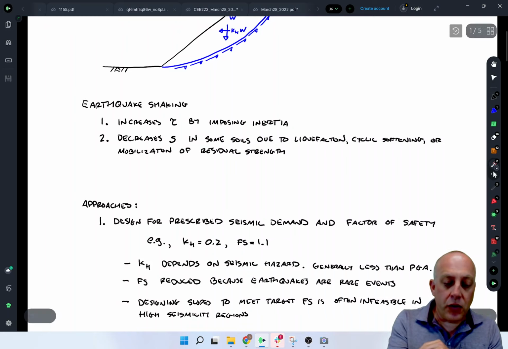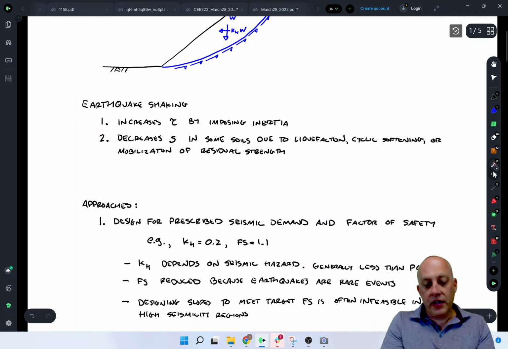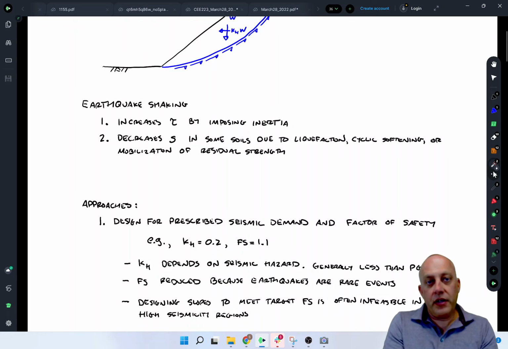This kh value depends on seismic hazard. If you're in a highly seismic zone, it may be pretty big, like maybe as high as 0.4. It's generally less than PGA, so if you do a sort of building code level design for 2,475-year return period ground motion, kh is going to be less because there's some averaging over the thickness of the sliding mass.